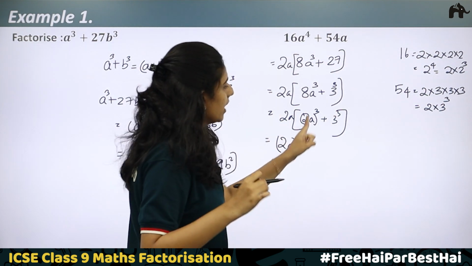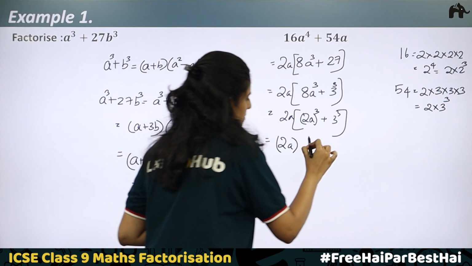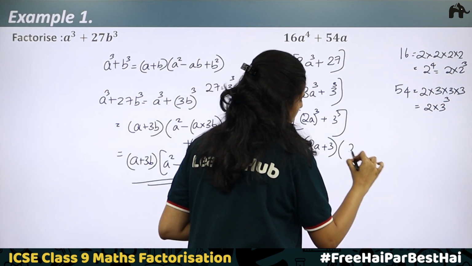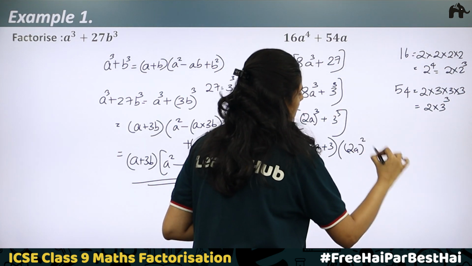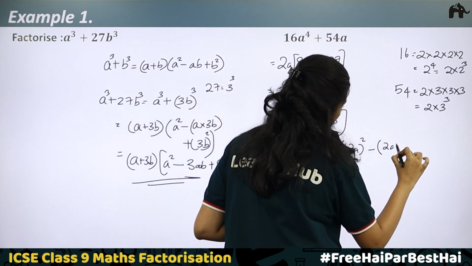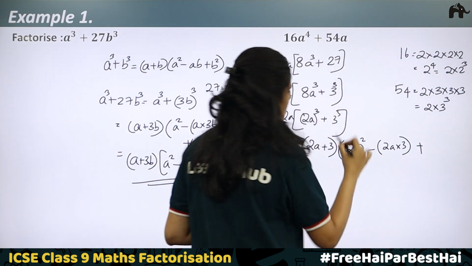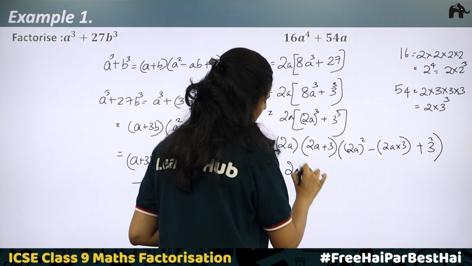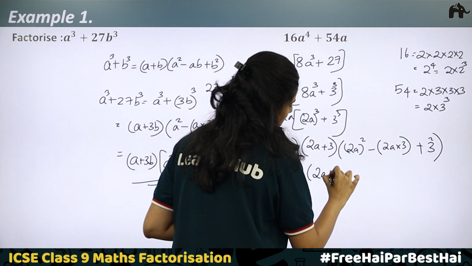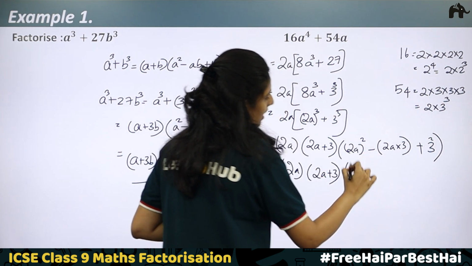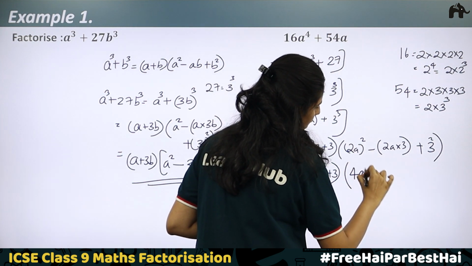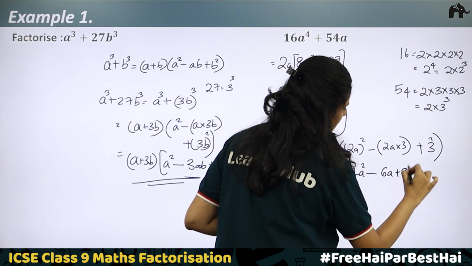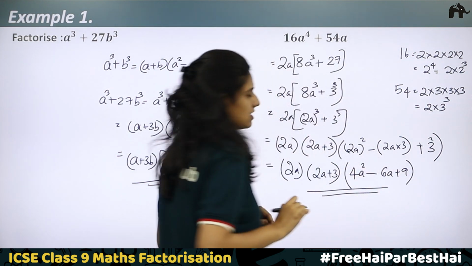Okay, now we have a cube plus b cube form a plus b, that is 2a plus 3 into a square, 2a square, minus ab, 2a into 3, plus b square, 3 square, which is equal to 2a is the first factor, 2a plus 3 is the second factor, third factor 2 square 4a square minus 6a plus 3 square 9. So these are the three factors.